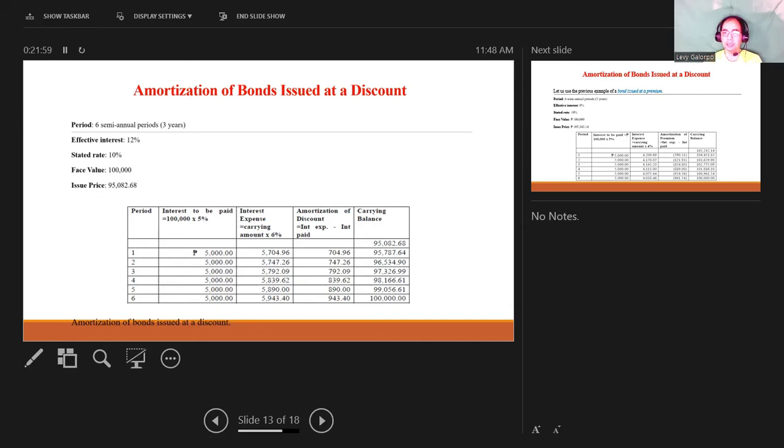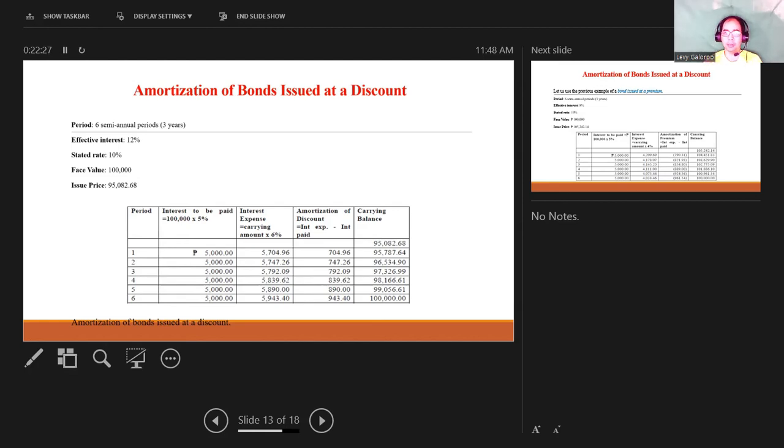Ano ang magiging treatment natin dyan sa 704.96? Mula doon sa carrying balance na 95,082.68, ipa-plus natin yan. So, 95,082.68 plus 704.96 equals to 95,787.64. Now, this is now the carrying value after the first period.